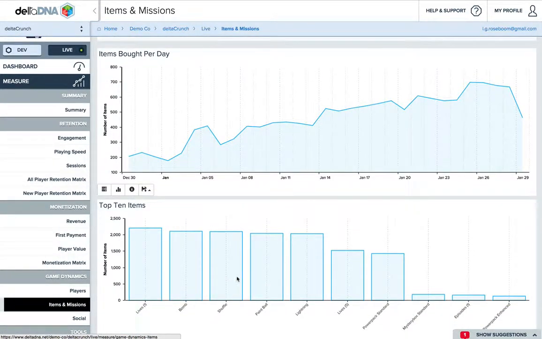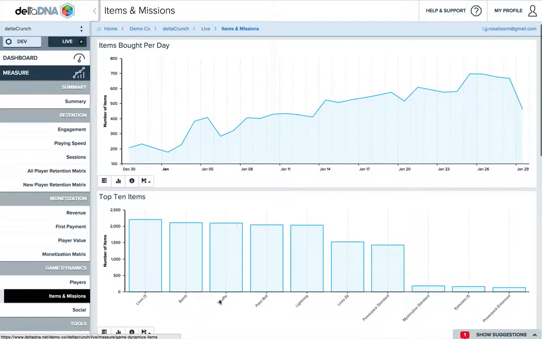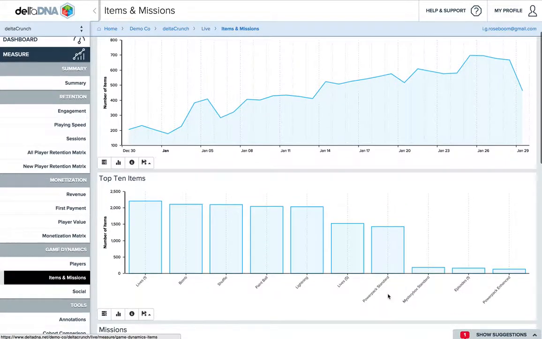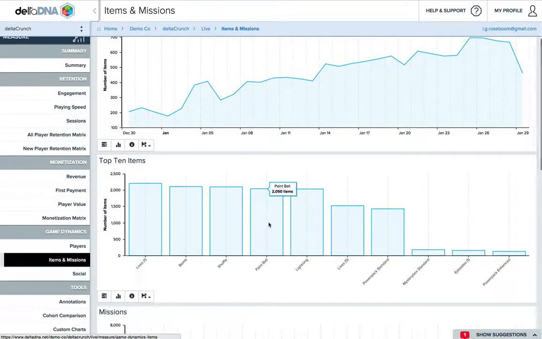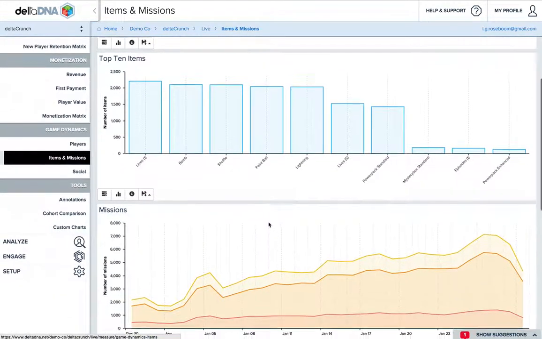Similarly, the top 10 items relies on seeing these item names in the transaction events, so we can tally them up and show you which items are being bought the most. And this includes both virtual currency transactions and real currency transactions.